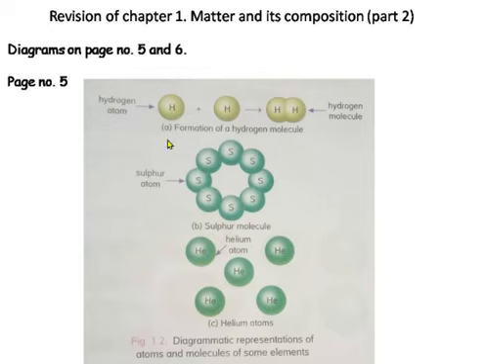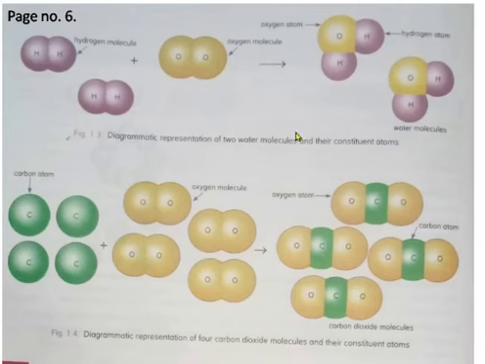Then come to the diagrams on page number 6. On page number 6, two diagrams are there, figure 1.3 and figure 1.4. In the first, figure 1.3, it is shown how water molecules are formed. One hydrogen molecule combines with one atom of an oxygen molecule to form one molecule of water.